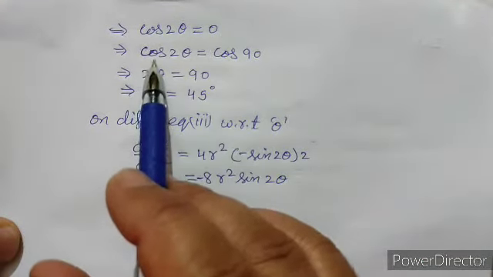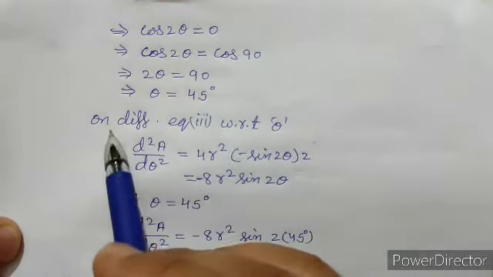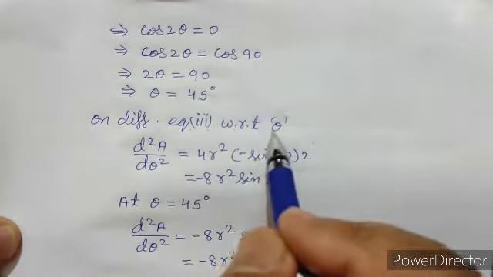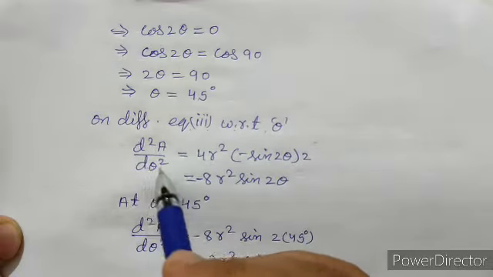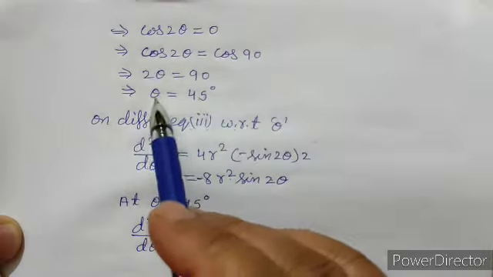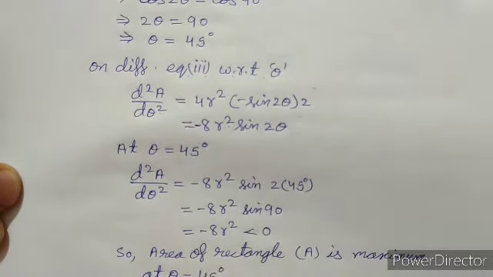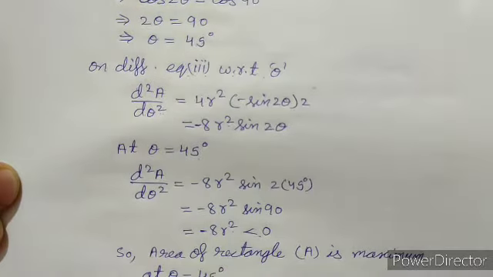From this we can say that 2 theta is equal to 90 degree, or theta is equal to 45 degree. Now on differentiating equation third with respect to theta, or after finding the double derivative of A, d2A by d theta square will be minus 8r square sin 2 theta. Now at theta equal to 45 degree, this d2A upon d theta square will be equal to minus 8r square, which is negative. Thus we can say that the area of rectangle A is maximum at theta equal to 45 degree.